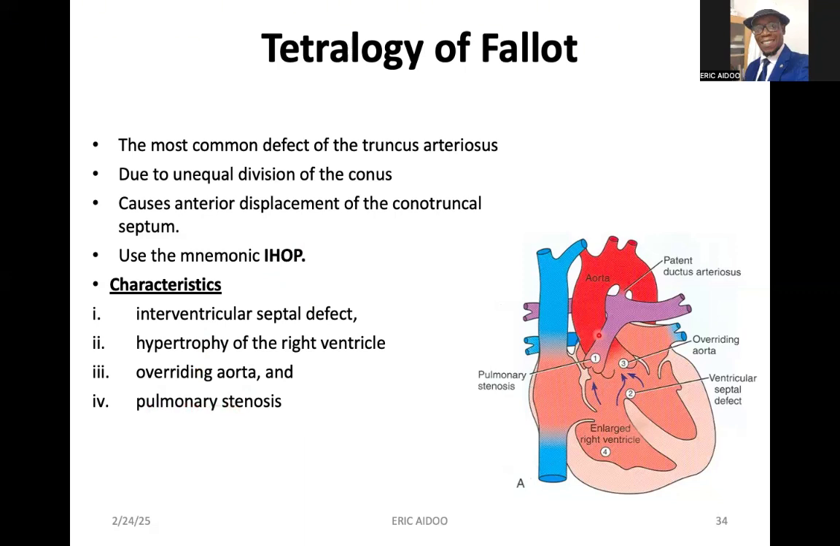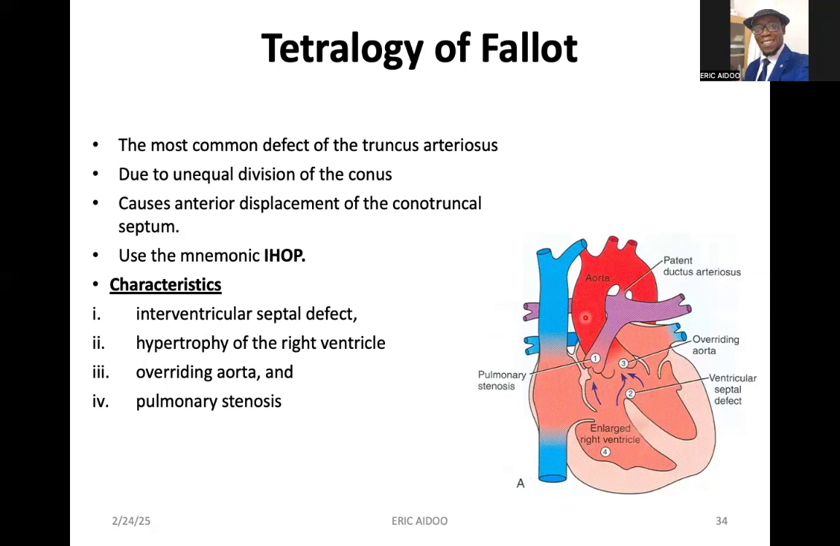So this is what is happening. This aorta and pulmonary trunk is supposed to come from one structure there, the conus or the conotruncal region. But you can see that here the pulmonary trunk is smaller in diameter compared to the aorta. So the aorta is bigger and bullying that of the pulmonary trunk. So we call this overriding aorta. The aorta is overriding or bullying the pulmonary trunk by getting a bigger share of the division.